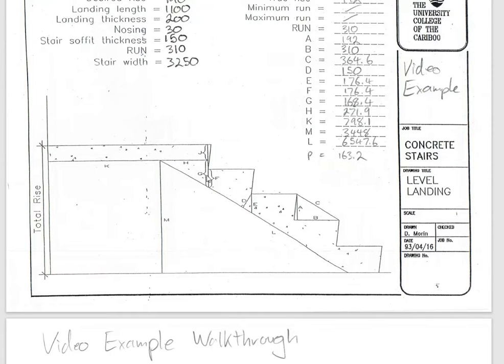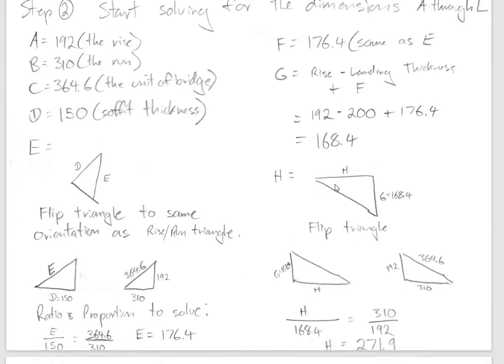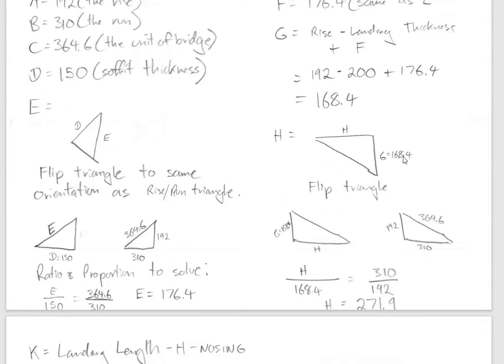And again, we have a triangle with G in the opposite dimension and H along the adjacent dimension. And we're going to flip that and ratio it off against our rise-run triangle. Here I've done that. There's your G, there's your H. Flip it around, put this one next to it, write all the dimensions in here. Now you can see that H is proportional to 310 and G is proportional to 192. So G being 168.4. So here we have it there. Cross multiply these two, divide, and H is 271.9.